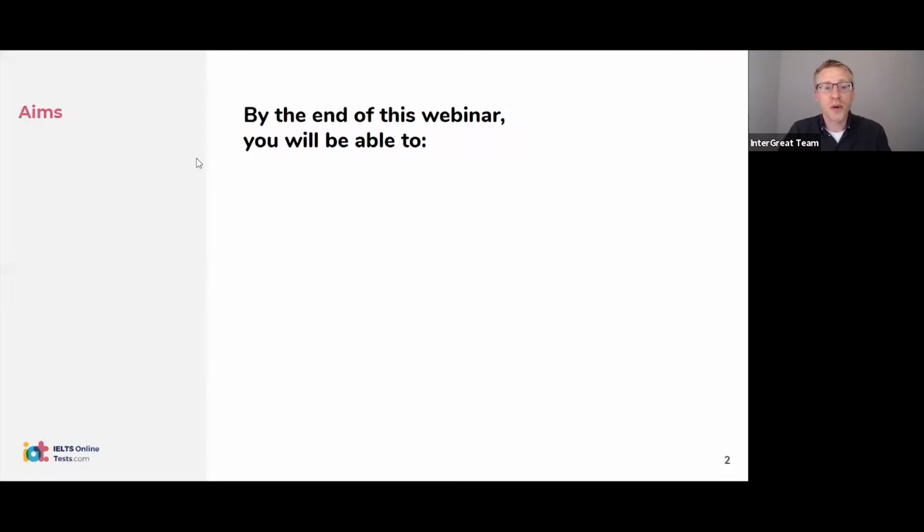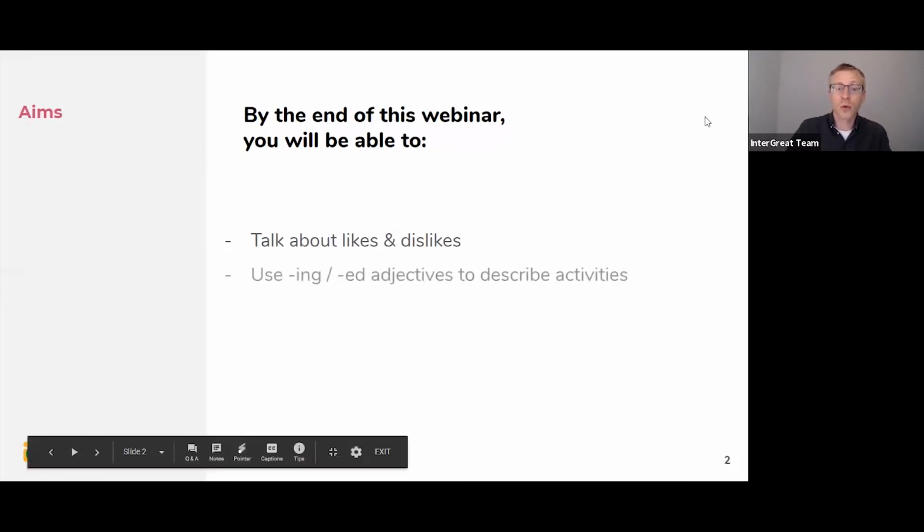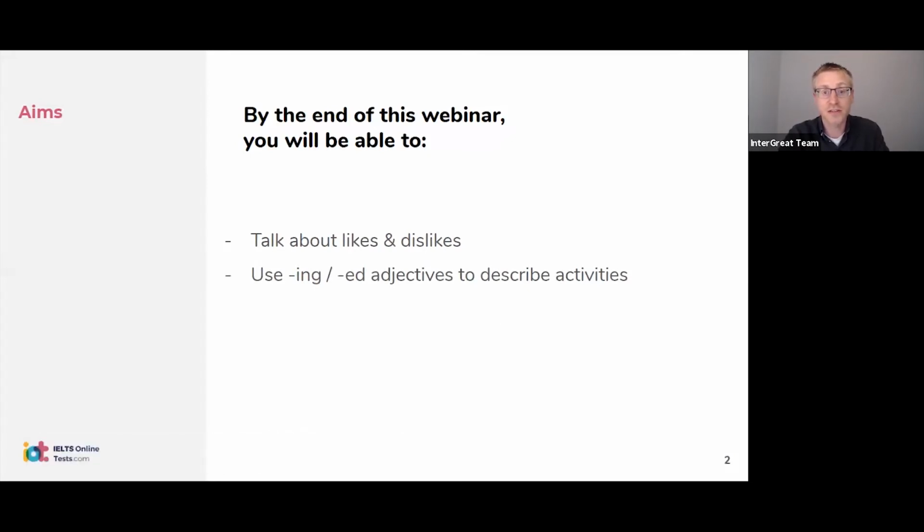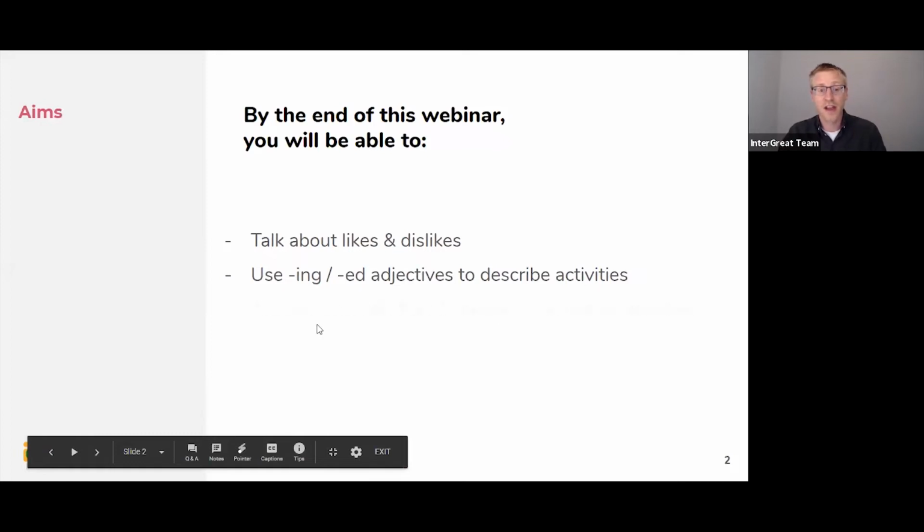Today we are looking at a few different areas of the speaking test. We're going to look at discussing activities that you like and dislike in part one. This is a very common set of questions in part one of the speaking test. We'll also look at a language point, using ing and ed adjectives to describe activities. This is a very common area where students make mistakes, so we're going to take a look at them to make sure you're using them accurately.